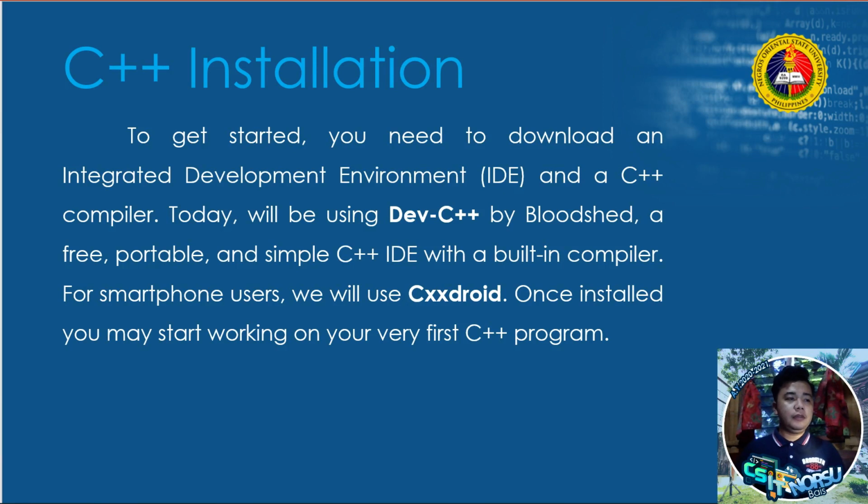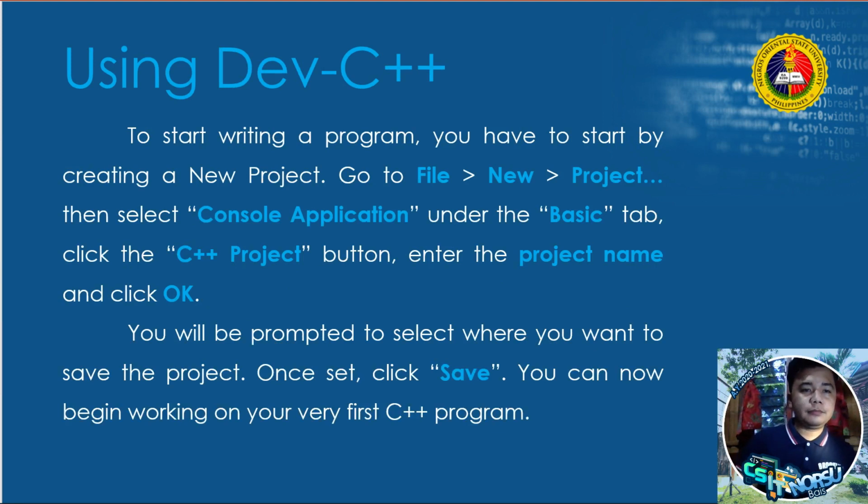It's free to download. Just go to Google Play Store and search for CXX Droid. Once installed, you may start working on your very first C++ program. From this point on, we are going to discuss our lesson about C++ using Dev C++ and CXX Droid. I have my phone ready here, and let's get started.